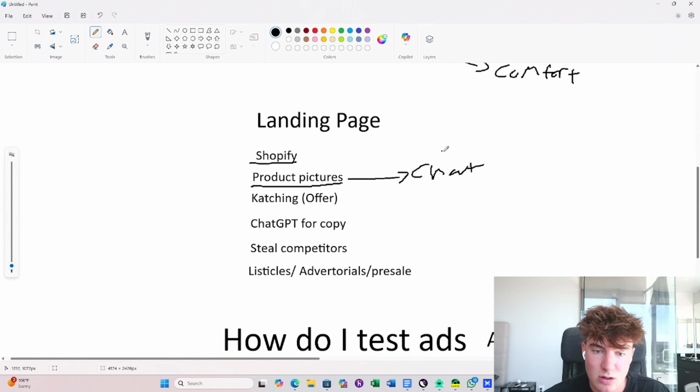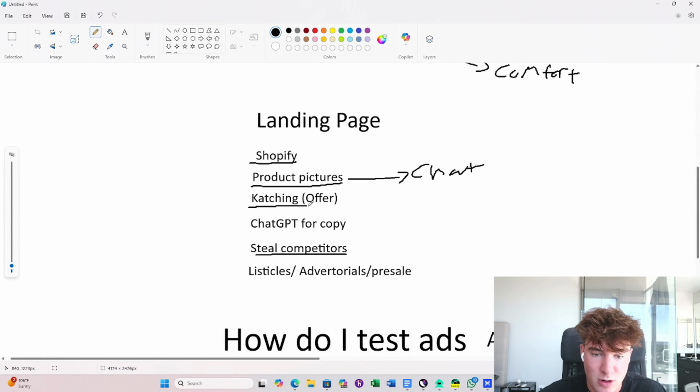I'll probably just link it below. But I'd use ChatGPT, or you can use your competitors. So you could steal your competitors' product pictures, or you can go on Amazon or TikTok Shop and use those ones as well. Or you could just use Canva to edit those ones up. But I would really recommend spending a couple hours on making some really good product picture images, just because this is going to be the most important part.